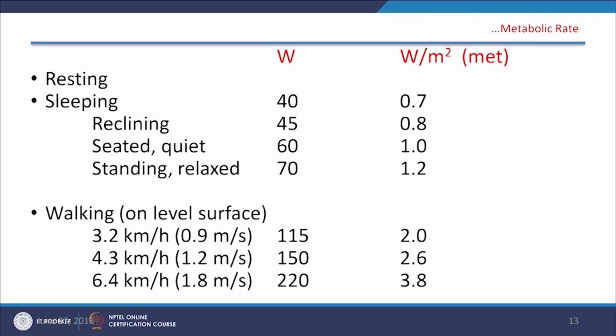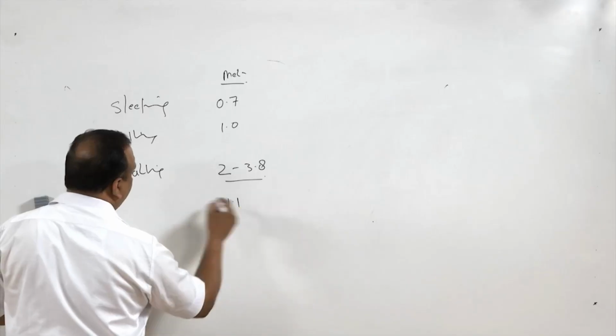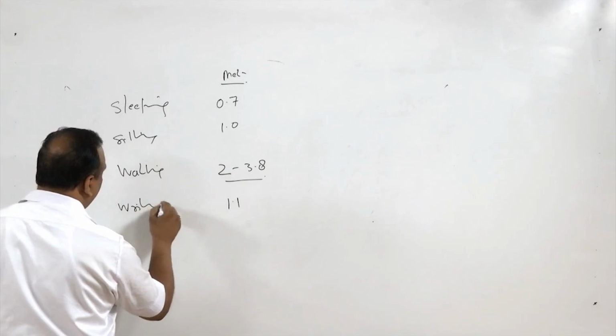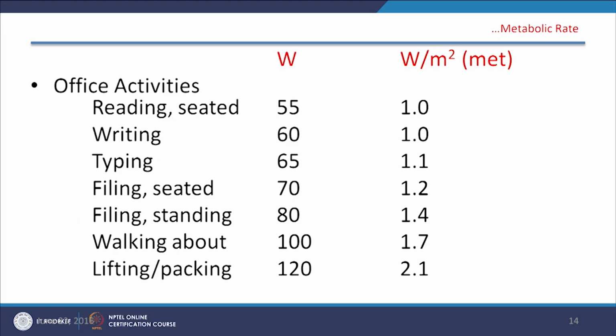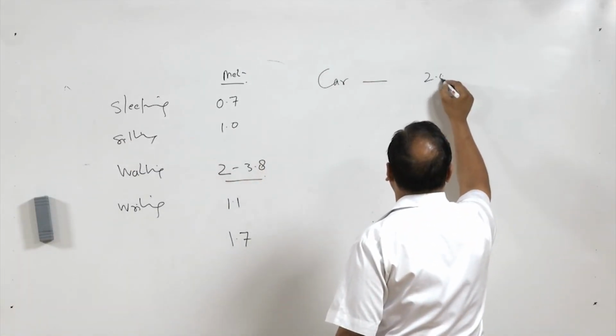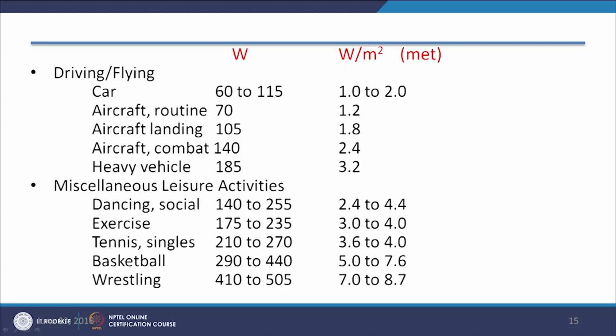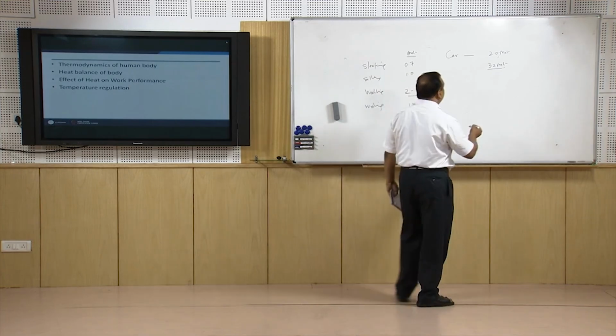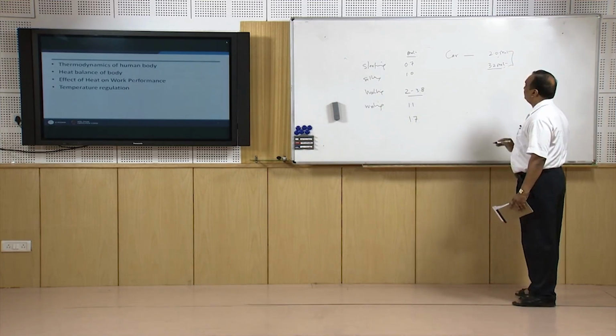If you are typing and writing, it is approximately 1.1 met. Just walking about in the office, moving around, 1.7 met. When you are driving a car, it can go up to 2 met if you are exerted, right? Now heavy vehicle driving can go up to 3.2 met. So truck driving is more energy consuming, approximately 2 to 3 times that of driving a car.